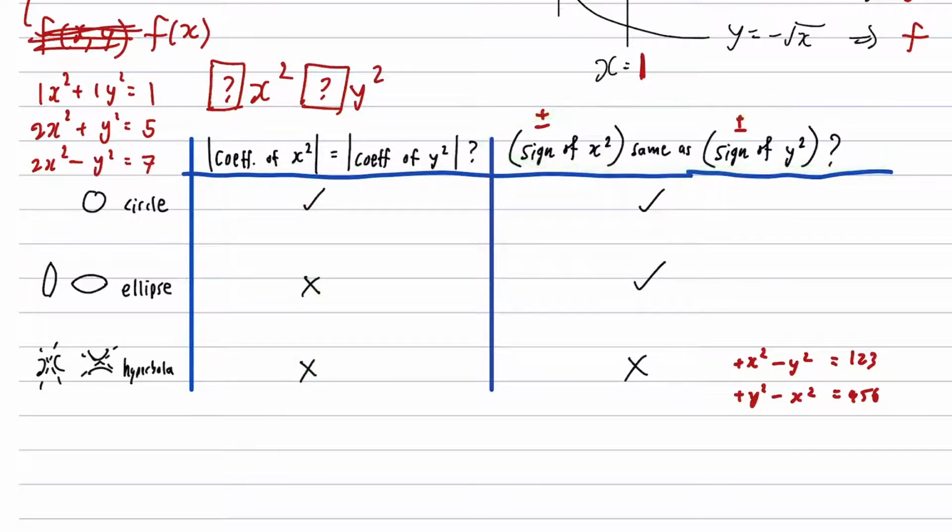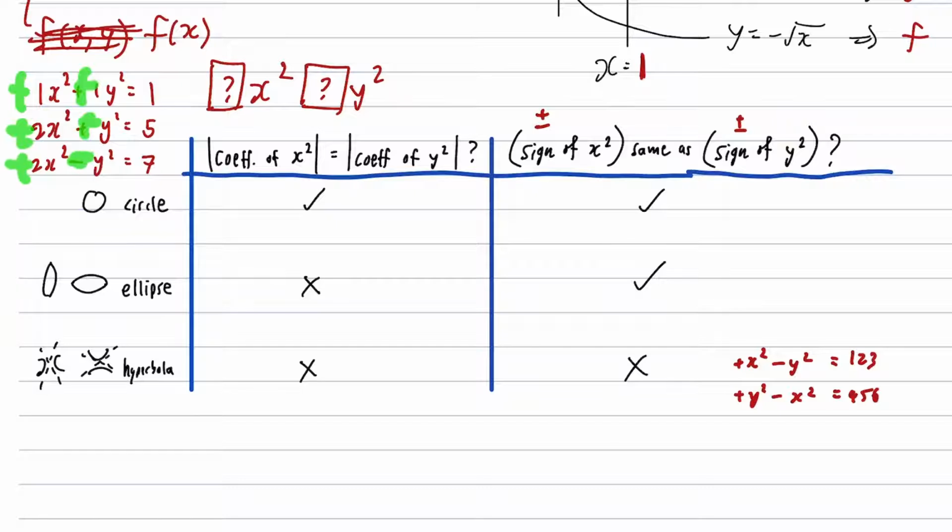Then let's look at the next column. Another property is whether the sign of the x squared is the same as the sign of the y squared. In other words, if you look at this example, you'll notice there's a plus plus, so it means it's the same. Plus plus means it's the same.